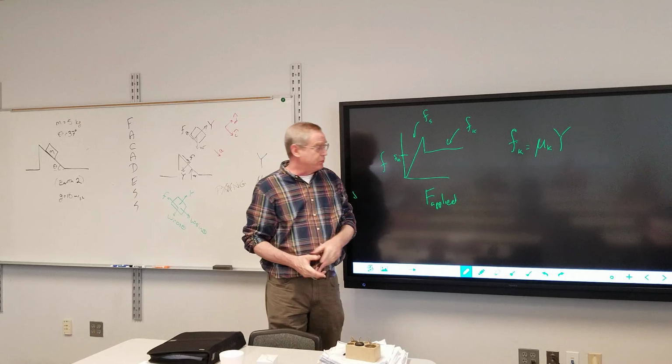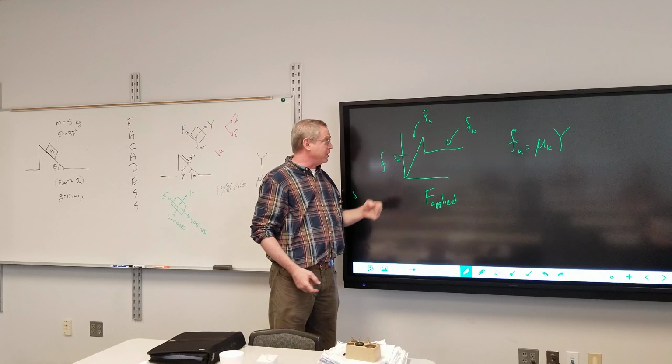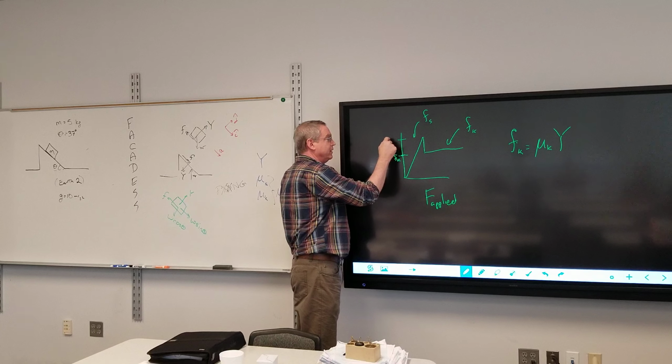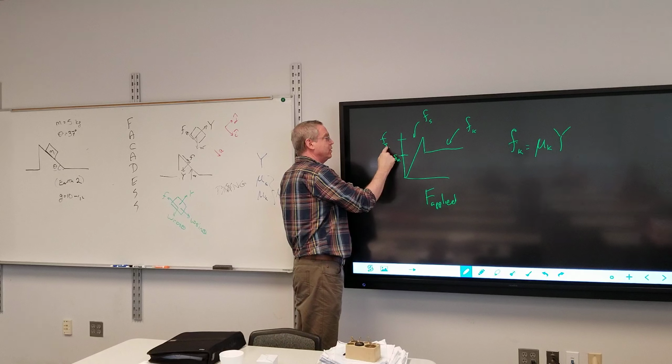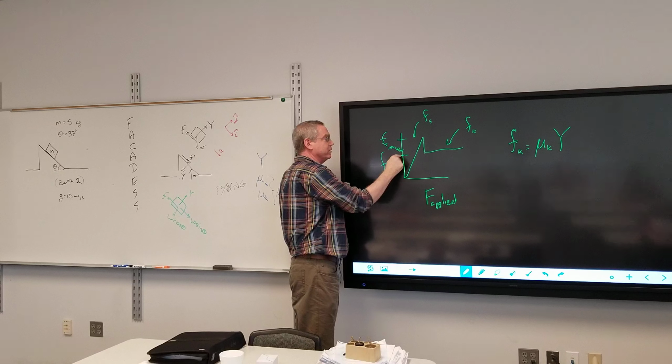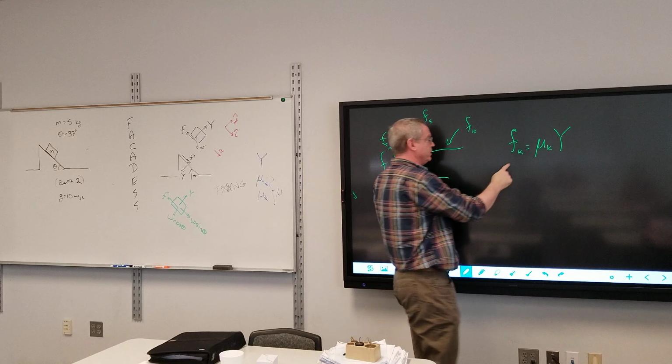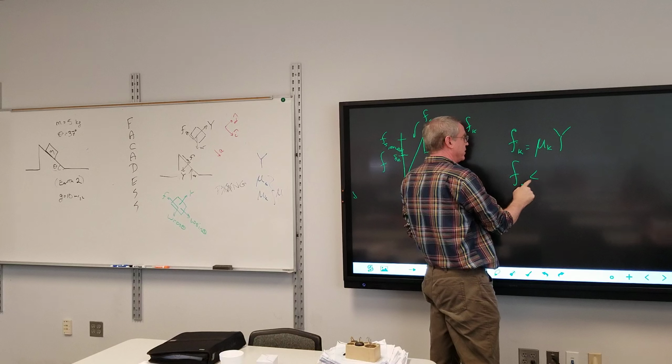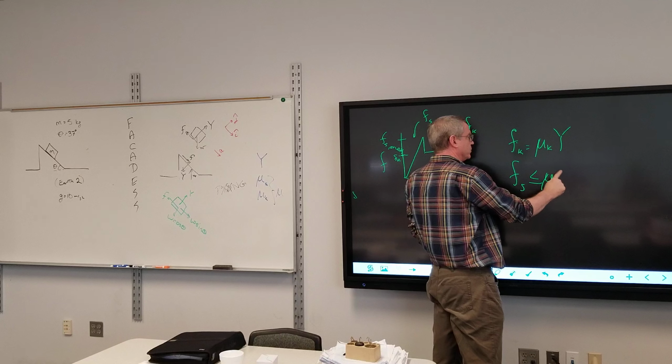Static friction, if you'll notice, builds and builds and builds until you reach your breaking point. This right here is Fs max. That's the maximum static friction. So the formula is written as Fs is less than or equal to mu sub s times the normal force.